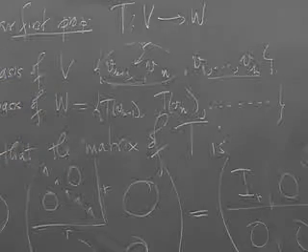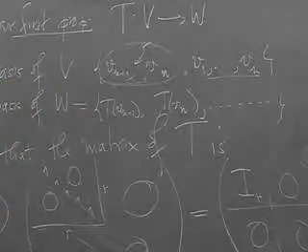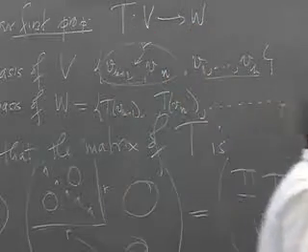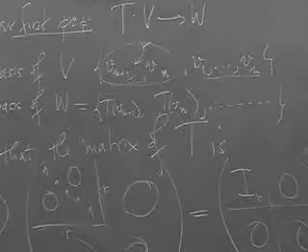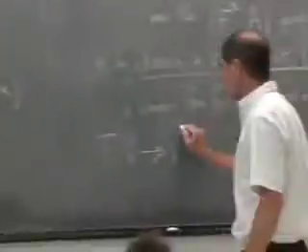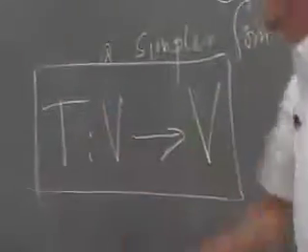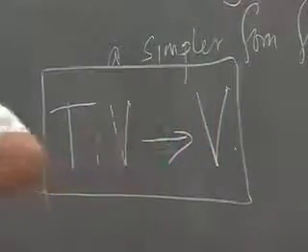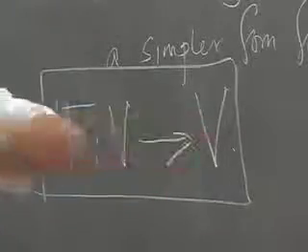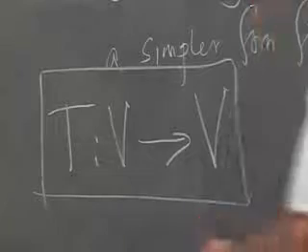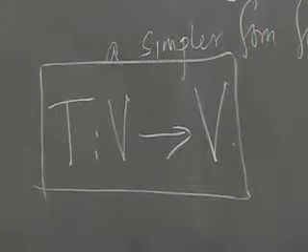Now, this was too easy, the basis choice, because we had a choice of basis of V and W. A much more interesting question is when we have a map T from V to V, and we're only allowed to choose one basis. We're not allowed to choose the basis on the domain and image independently.